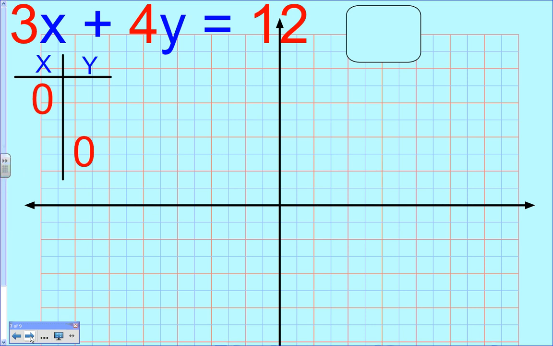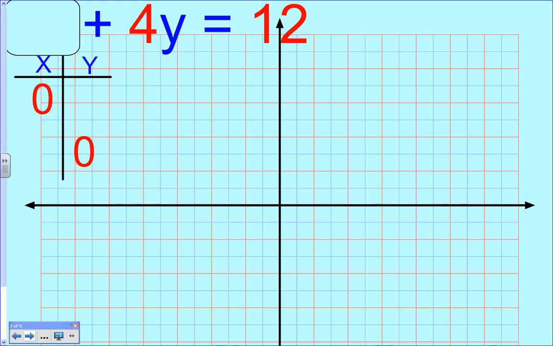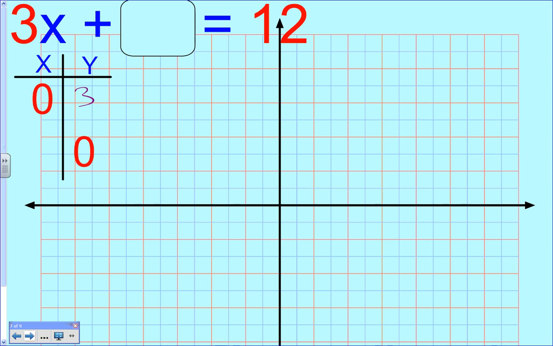3x plus 4y equals 12 is an equation in standard form. A is 3, b is 4, c is 12. When we put in a 0 for the x column, we cover up the term 3x. When we solve for y, we divide both sides by 4, and we get y is equal to 3. So we put a 3 in the y column. When we cover up the y term, when the y value is 0, and we divide both sides by 3 to solve for x, you're going to get x is equal to 4.